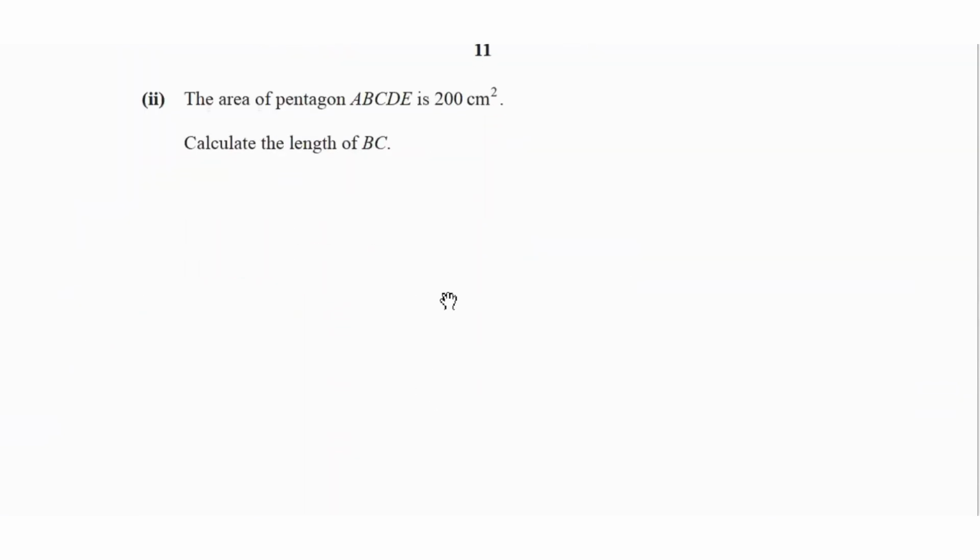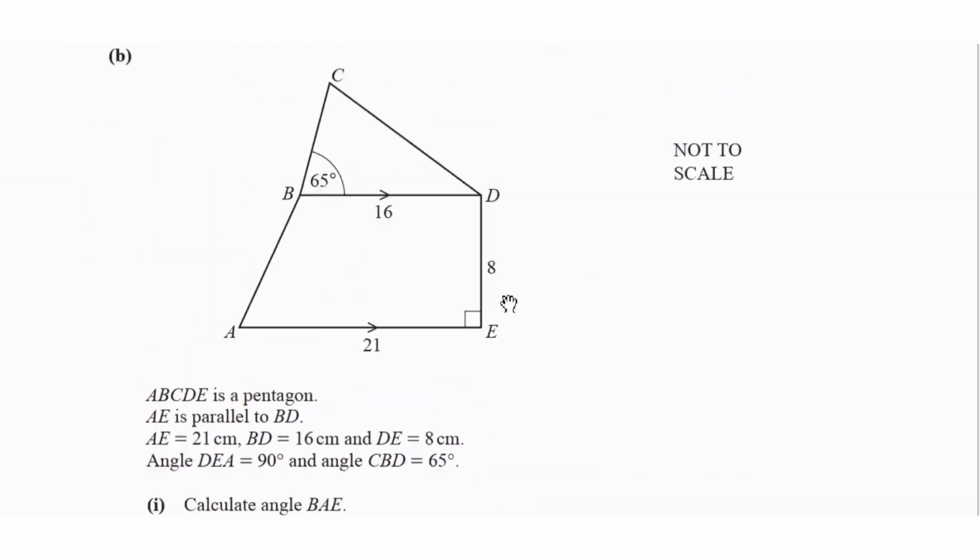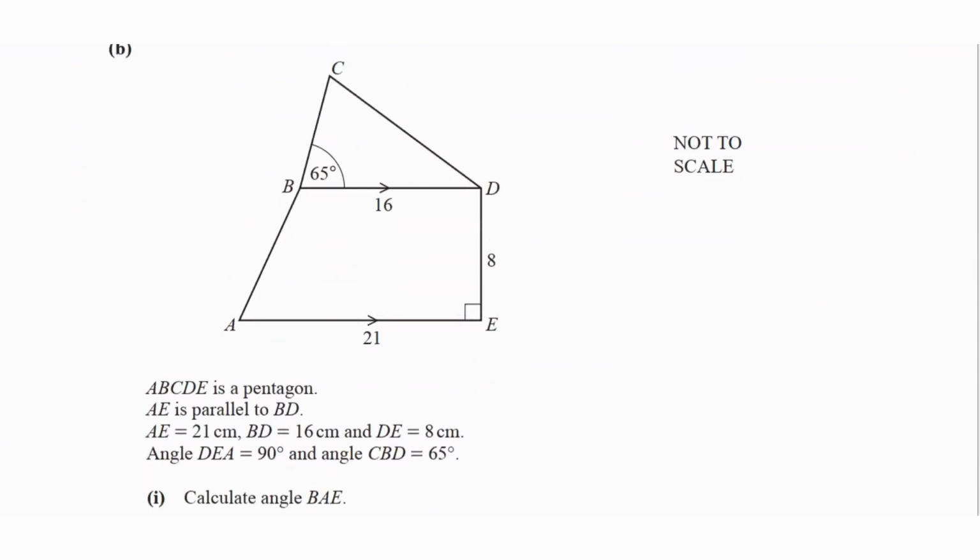Second part: the area of pentagon ABCDE is 200 centimeters squared. Calculate the length of BC. So this is our pentagon. The entire area is 200. So we have to calculate the length of BC. This is BC.